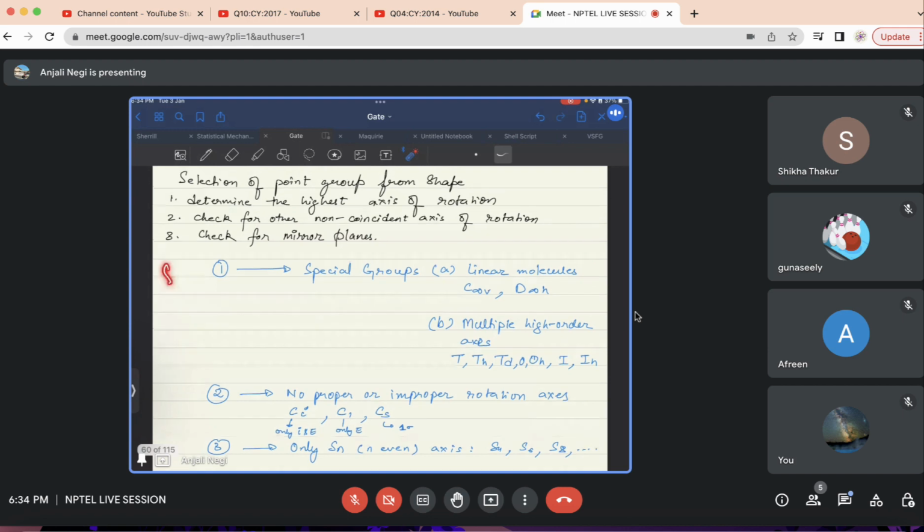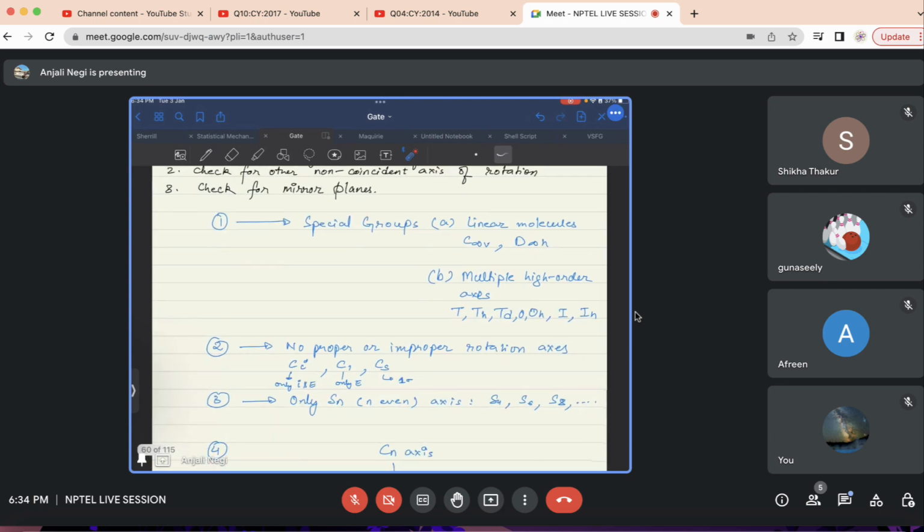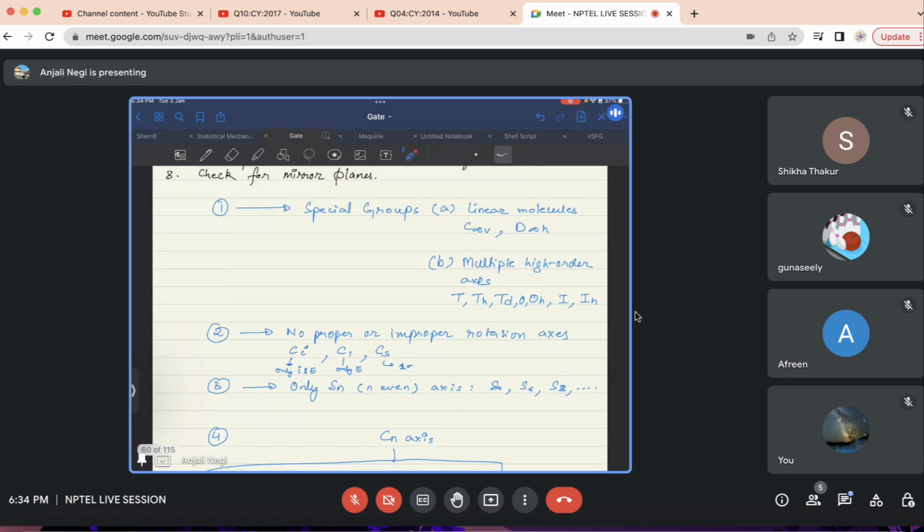So for step number 1, you first have to look into whether your molecule belongs to a special group or not. By special group, I mean whether it is a linear molecule. If it is a linear molecule, then it must belong to either D infinity h or C infinity v. And the second is the one where it has multiple high order axes, that is, it doesn't have any C2 axis, so it will belong to tetrahedral, octahedral, or I or Ih kind of special groups.